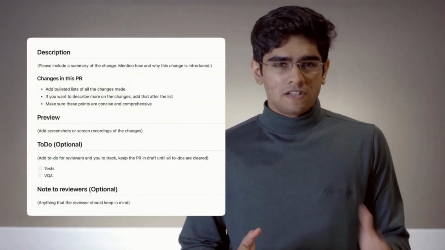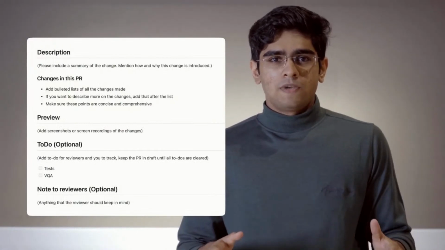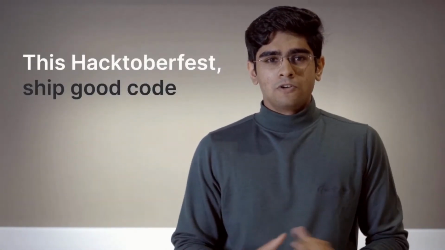Alright, you've made the fixes, it's time to create a pull request. Check if the project has a PR template and stick to it. Fill in all the info in the specified format and boom, you just made your first open source contribution. This Hacktoberfest, ship good code.